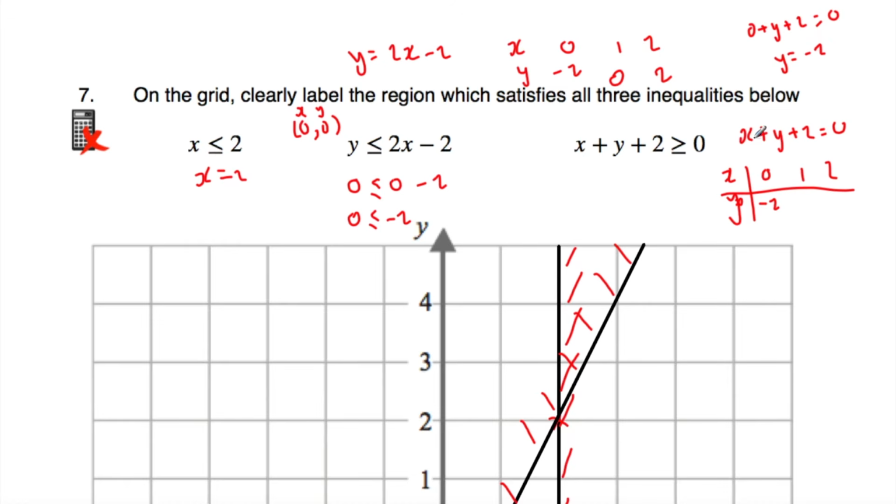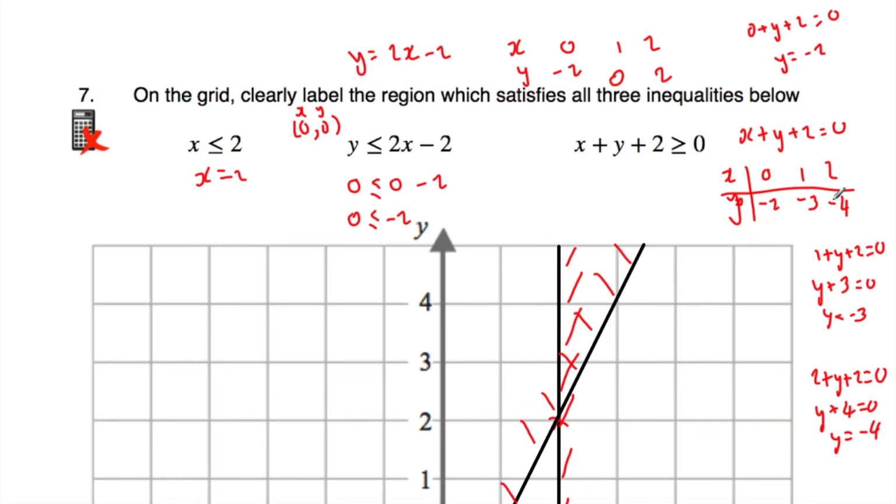If x is equal to 1, we're going to get that 1 plus y plus 2 is equal to 0. So here we've got that y plus 3 is equal to 0. So y would have to be equal to negative 3 there, so negative 3. And finally, if x is equal to 2, we get 2 plus y plus 2 is equal to 0. So we get y plus 4 is equal to 0. So y would have to be equal to negative 4.